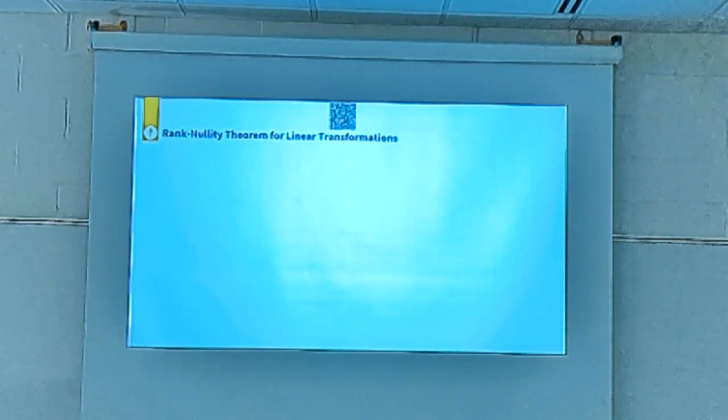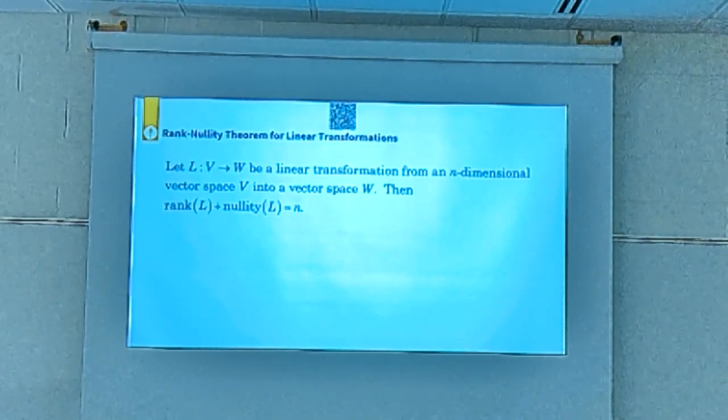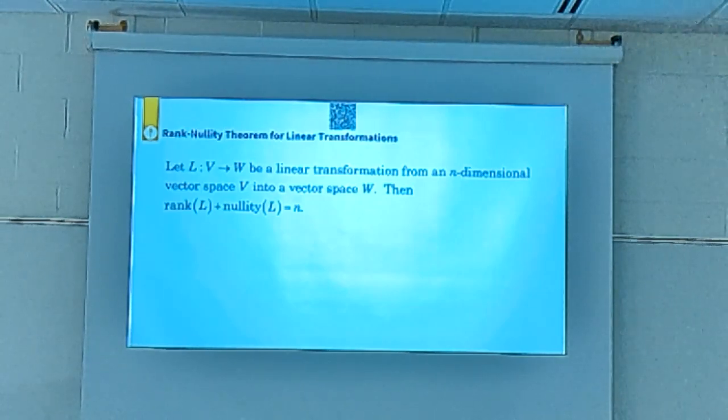Assuming that the dimension of your domain is finite. If the dimension of the domain is finite, and it's n, then the rank of L plus the nullity of L is equal to n. Right, so the rank of your transformation plus the nullity of your transformation is the dimension of your domain. Can you repeat that? I'm sorry. Rank of the transformation plus nullity of the transformation is the dimension of the domain, as long as the domain is finite dimensional.